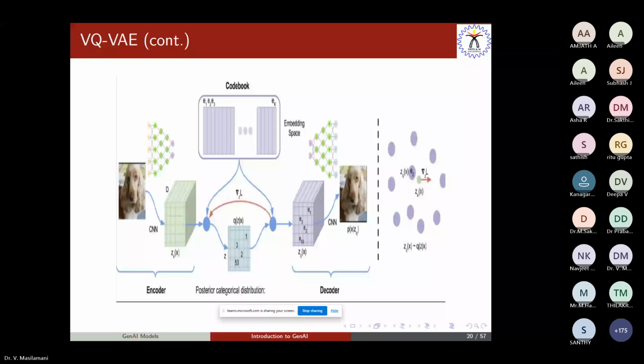Let us see how vector quantization is used in the variational autoencoder. Remember, we started with the autoencoder. We modified that autoencoder to make it a variational autoencoder. Now we are changing the variational autoencoder to get another version called the vector quantization variational autoencoder. This is how new knowledge is developed.